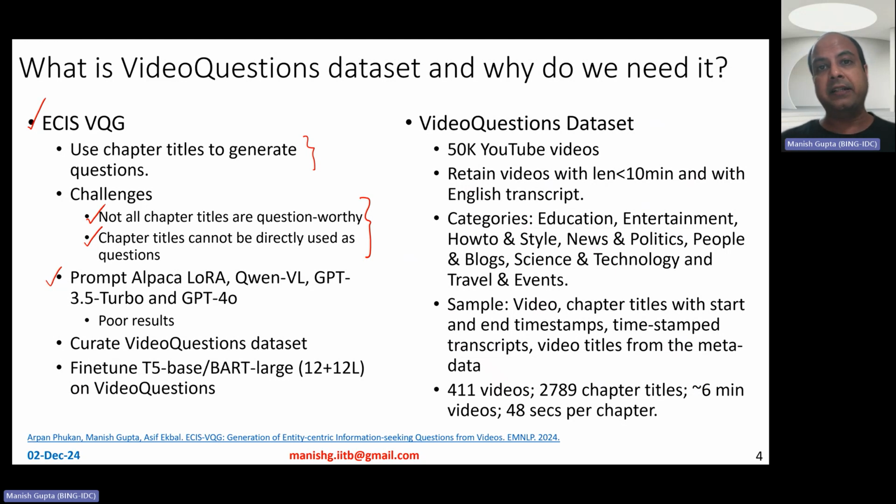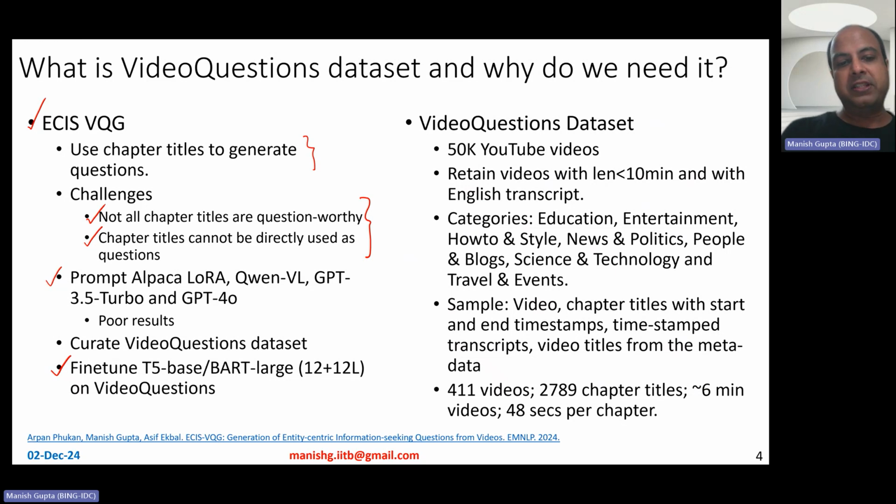We observe that it leads to very poor results unless we actually train our own models and fine tune them on some labeled data, which tells the model how to take a chapter title and convert it into an ECIS-VQG, right? ECIS video question, a useful question, ECIS question, right? Entity-centric information seeking question. Okay.